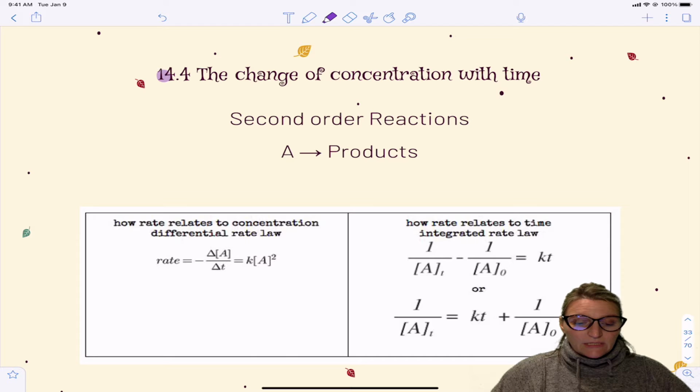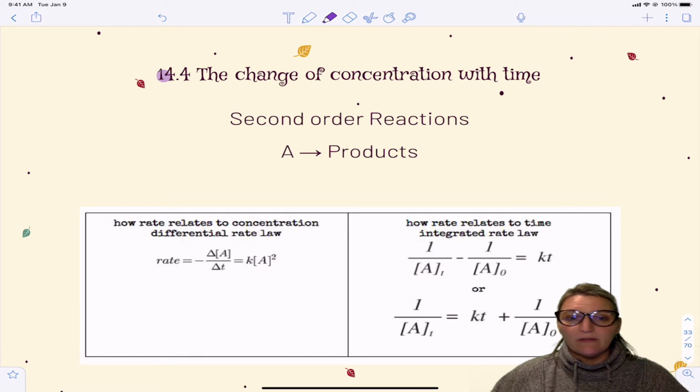Okay, so this is the second video with the topic 5.3 about concentration and time. There's a whole set of formulas for first order reactions, and now we're looking at second order reactions. Second order reactions can be one reactant making products or two reactants making products.